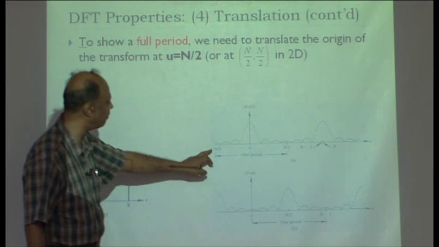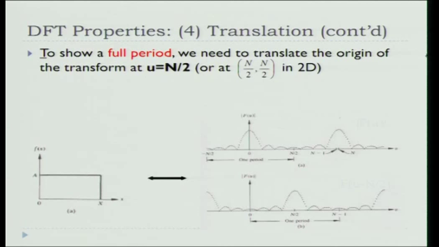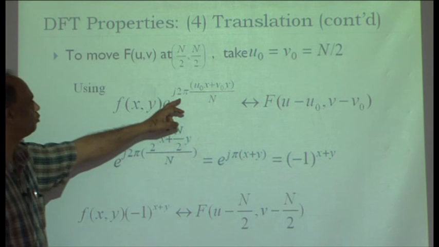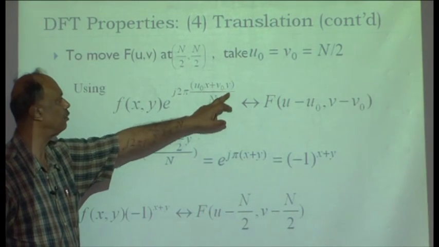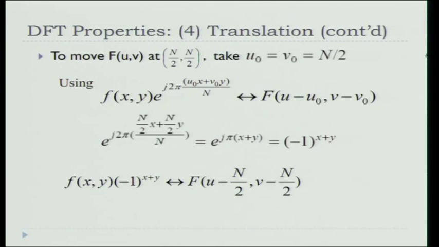So, you need to shift from minus n by 2 to n by 2, where here it is 0 to n minus 1. That shifting is required, that means u will be n by 2 and v will be n by 2, which has to be u 0 and v 0. So, to move F of u v at n by 2, n by 2, you will be taking u 0 equals v 0 equals n by 2. Using f of x y e to the power j 2 pi u 0 x plus v 0 y by n, the transform is F of u minus u 0, v minus v 0.